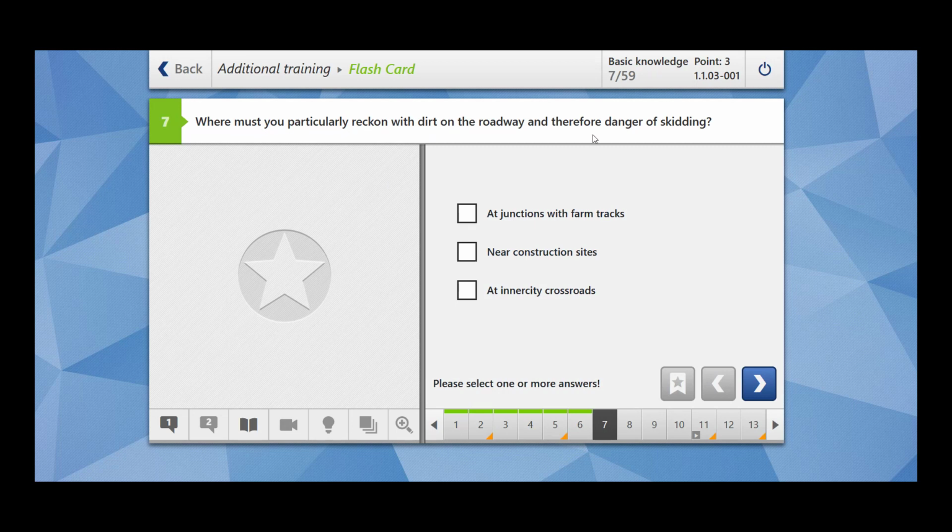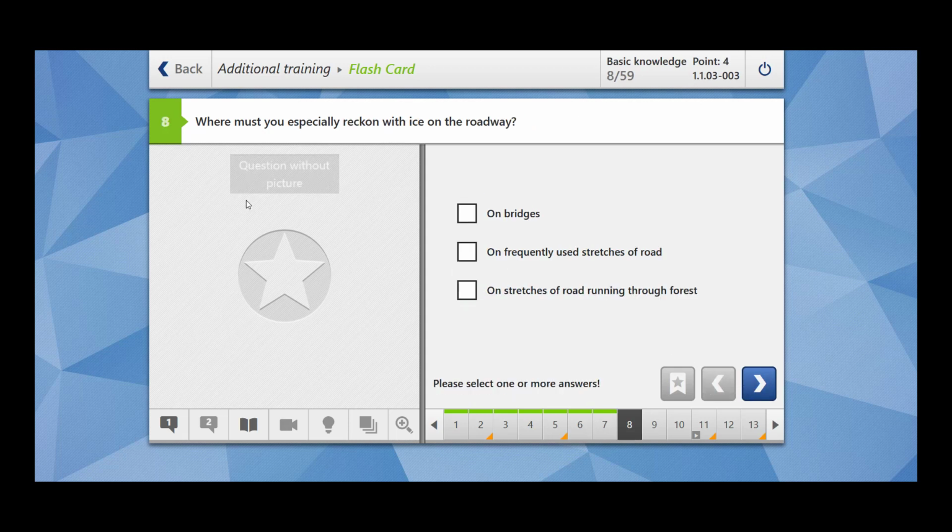So where can you expect dirt on the roadway, and this dirt could cause danger of skidding? At junctions with farm tracks, this is correct. If there is a junction and there are farm tracks, there are farm livestock, it could cause dirt on the road and then danger of skidding. Near construction sites, this also makes sense. At inner city crossroads? No. So near construction sites and at junctions with farm tracks, you can expect that. Our answer is correct. Moving towards the next.